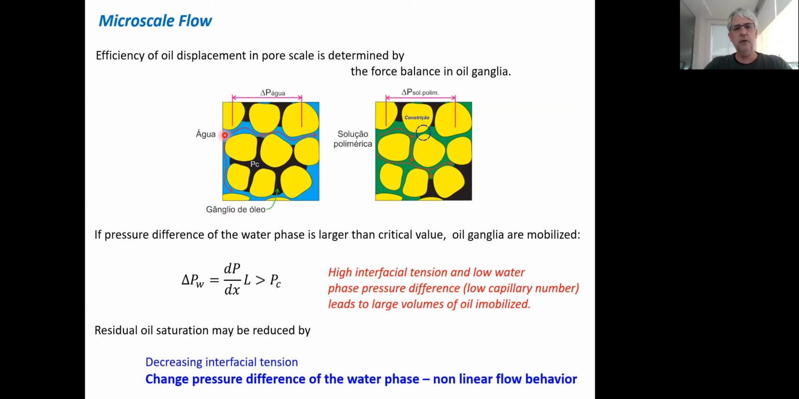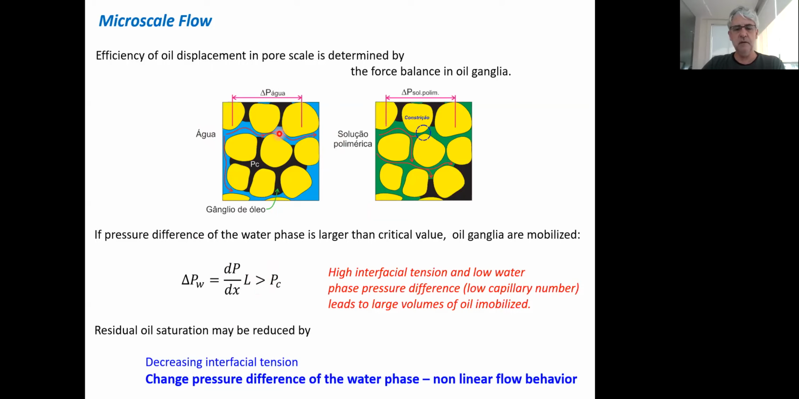So even in the areas where the reservoir was swept by water, as I mentioned, there are oil ganglia that get trapped by capillarity. So if you want to displace these oil ganglia and reduce this residual oil saturation, the pressure difference in the water phase has to be stronger than the capillary pressure that keeps these ganglia immobile. So there are two ways of achieving this mobilization. One is reducing the capillary pressure, for example, by reducing the interfacial tension between the water and the oil phase. And another way is to increase the pressure difference in the water phase.